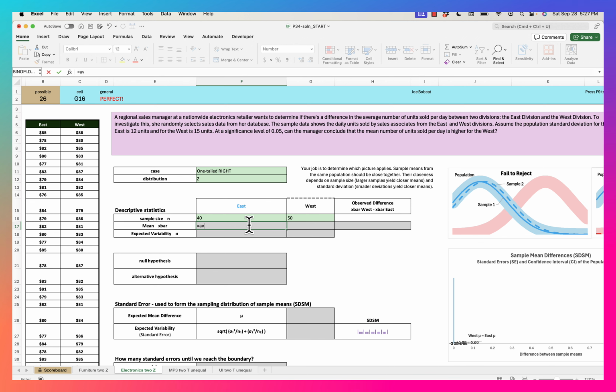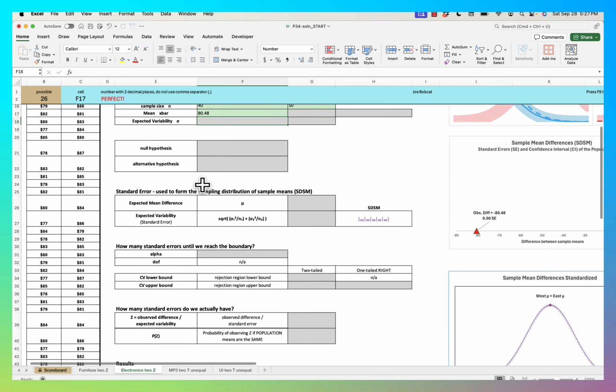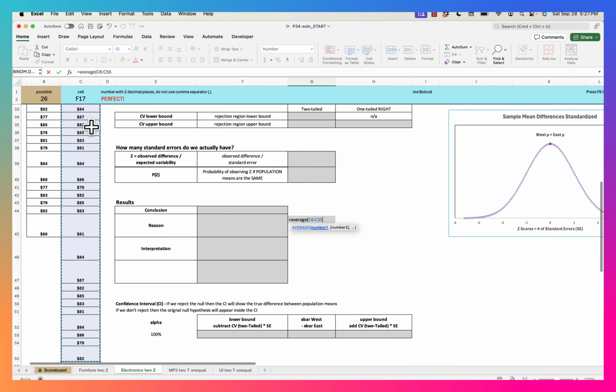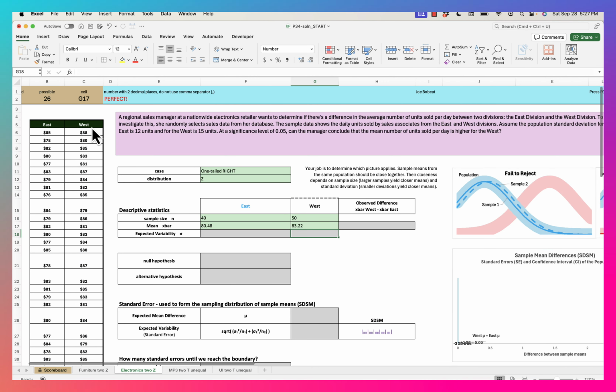Okay, then we need the average for the East, and we need the average for the West. And then the expected variability. Okay, so that was given in the problem. For the East, it's 12. For the West, it's 15.